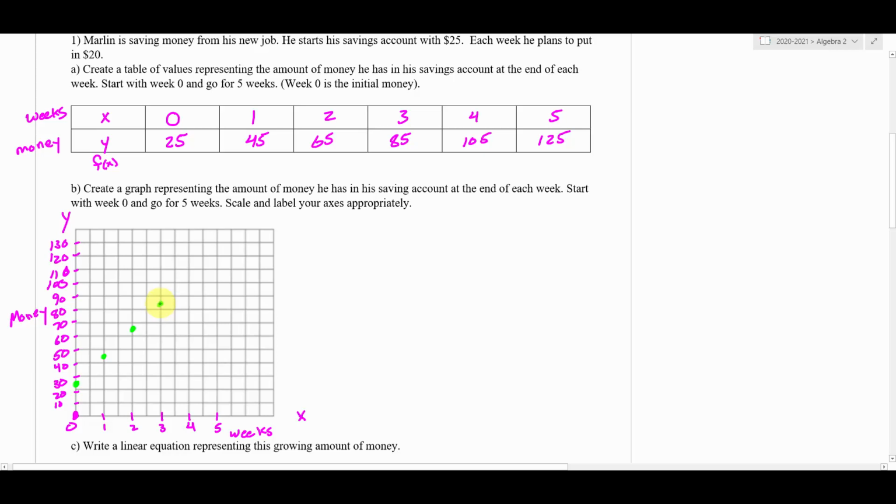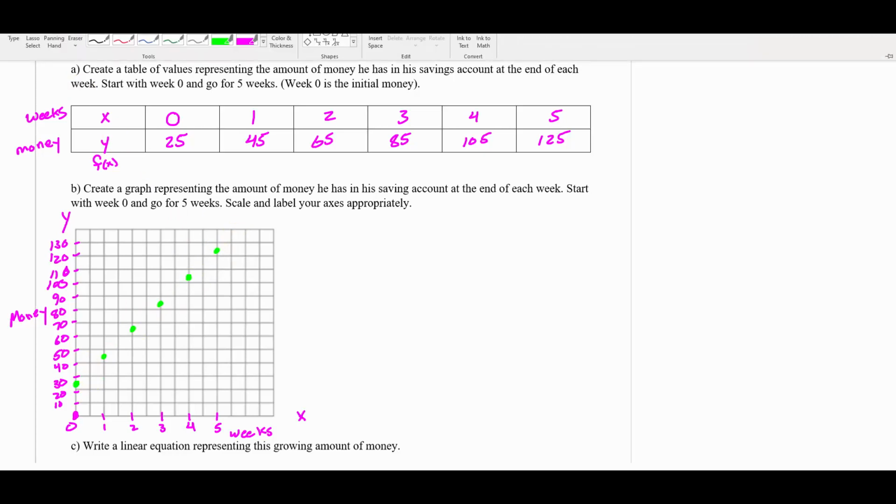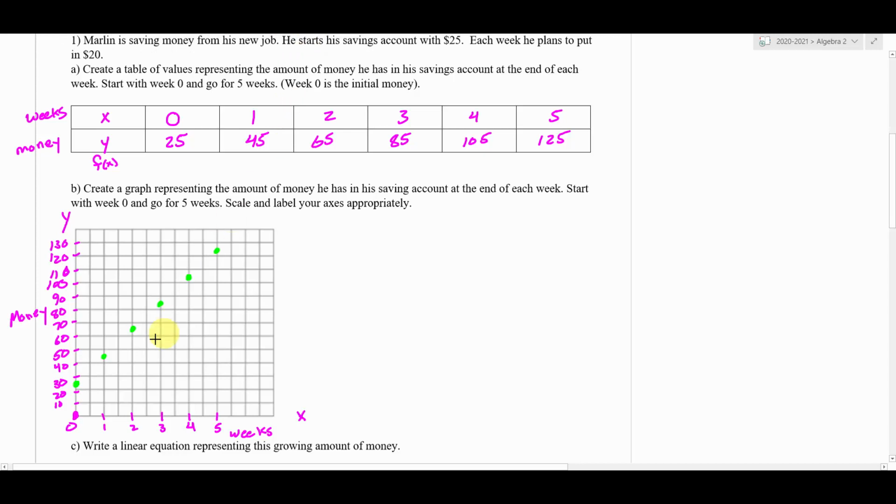I know it's kind of boring watching me plot points, but this is all part of building a graph. There we go. And then we've got 5 and 125, which will be up here. And as we start plotting those points, you start to see our line form. And that's what I'm going to do next. I'm going to go ahead and draw my line through those points.